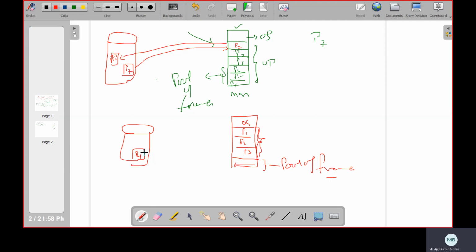So whenever a new page comes, I need to upload it into main memory. So what I have to do is find a victim from these three pages. Let us suppose P2 is the victim which I want to replace. In this technique, what we did was swap out, swap in.